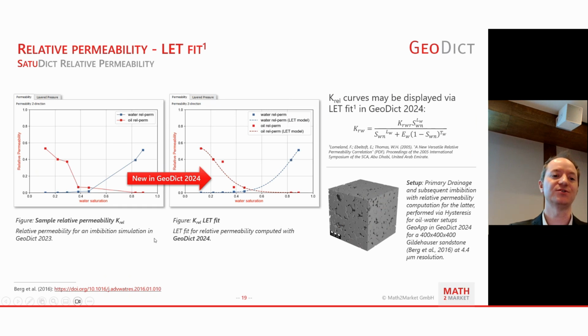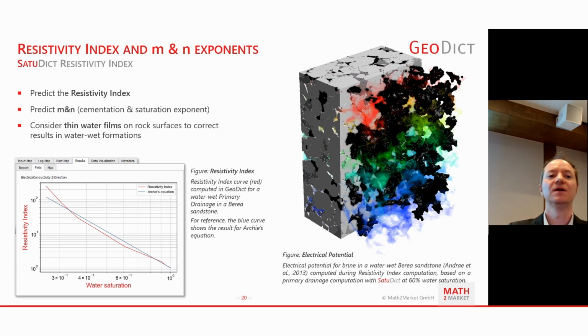So here is another explanation of the LET fit. If you have curves that appear to look like these in GeoDict, which could happen in an unfavorable setting, you can now apply the LET fit to smoothen the curve as shown here towards a smooth curve, which is more reliable and can directly be an input for your reservoir simulator if you use the LET fit in GeoDict.